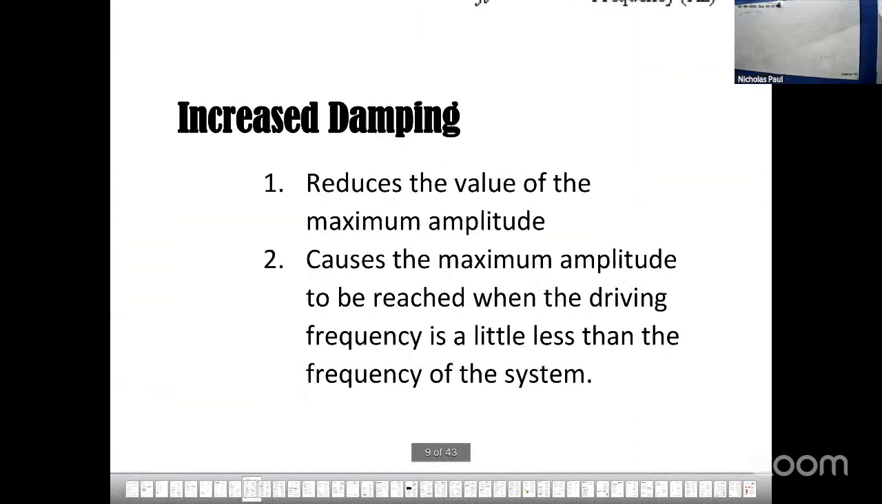Right? So by increasing the damping, these two things happen. It reduces the value of the maximum amplitude and causes the maximum amplitude to be reached when the driving frequency is a little bit less. Just make a note of this. Right? Just get your graph. I know you have it.